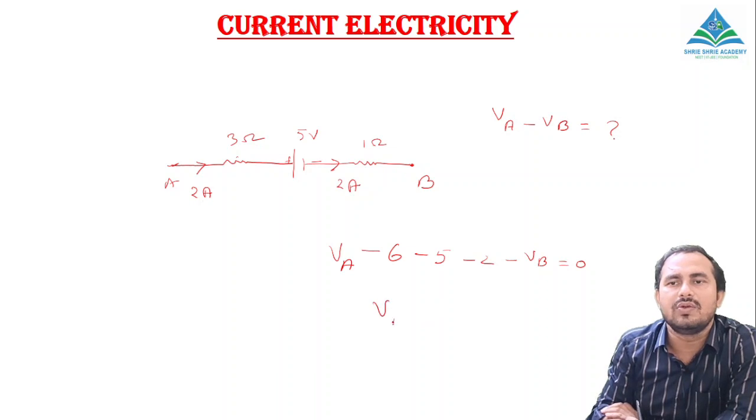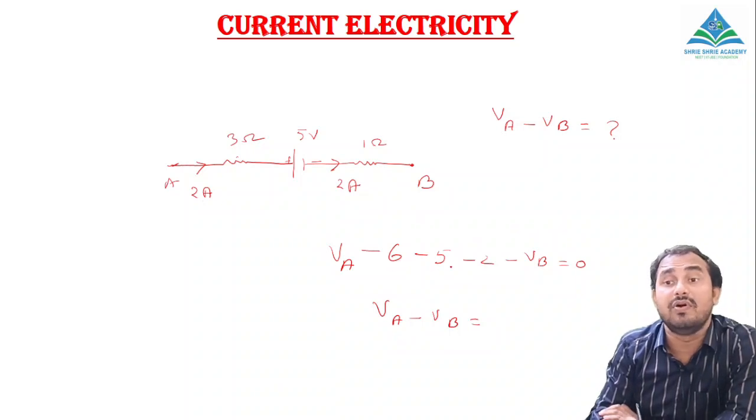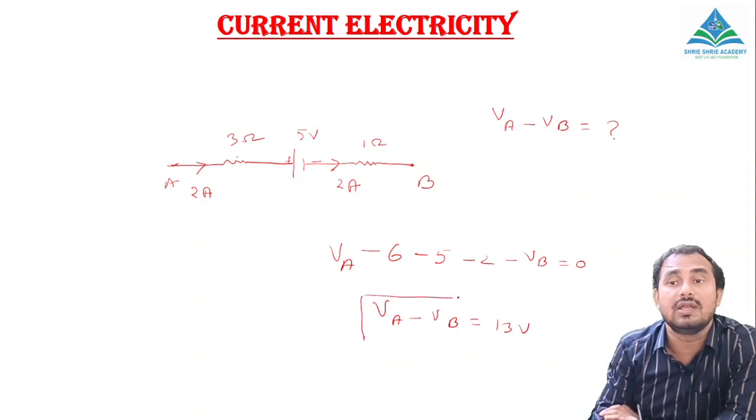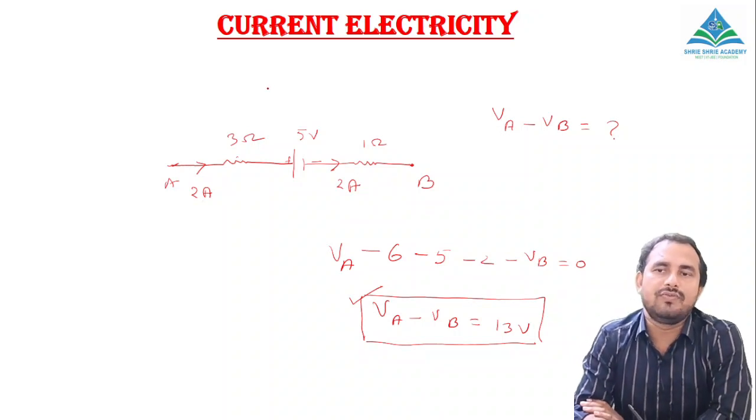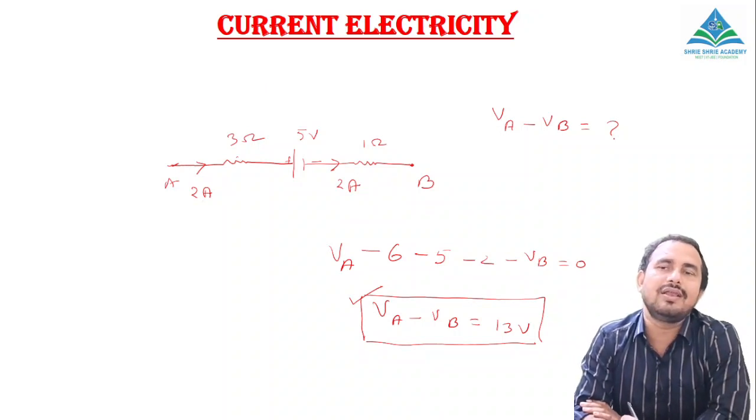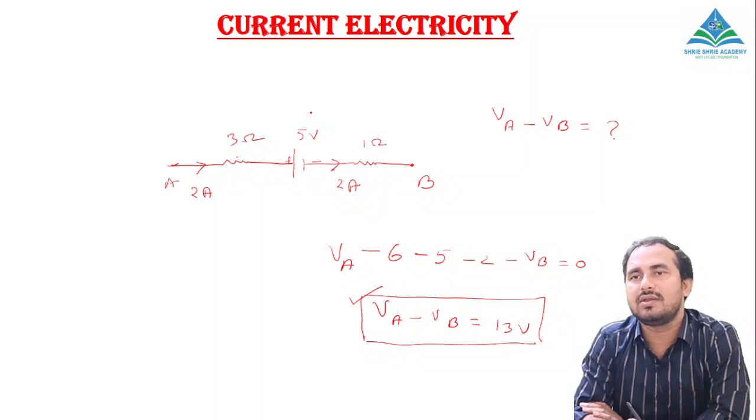So you can write VA minus VB, the potential difference. The plus and minus signs are very important here. So here we get 13 volt. It means the potential of A is greater than the potential of B by 13 volt. So this is the answer. Actually that was a 9 volt answer in the exam, the number was different, but this was the question, exactly the same model that was asked, right?